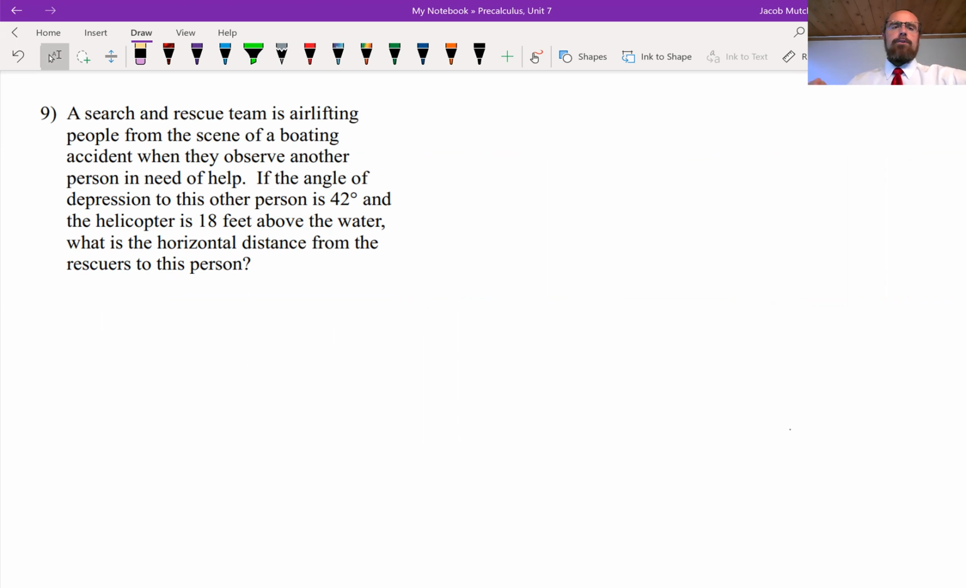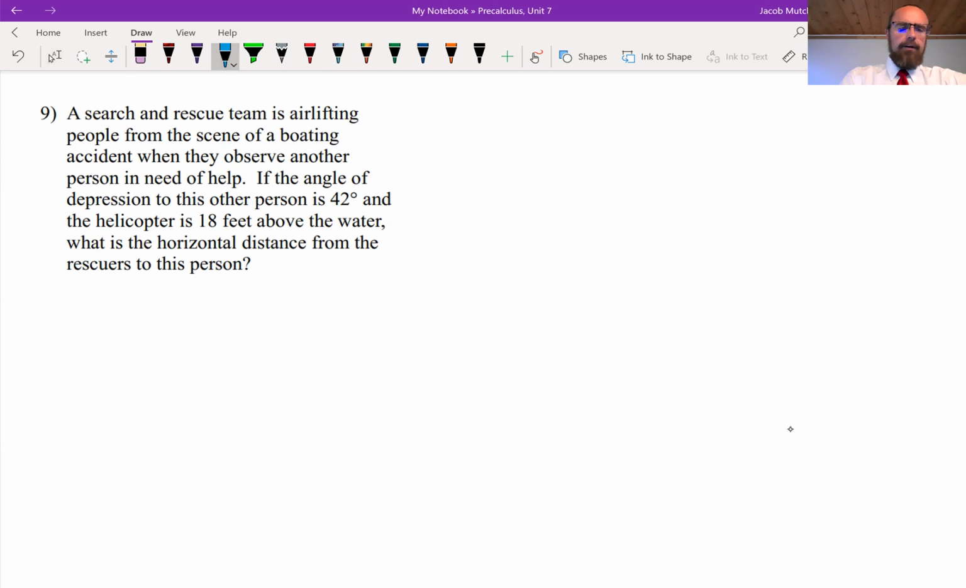So we've looked at angles of elevation. Let's investigate this idea about angles of depression. So it's a word question. A search and rescue team is airlifting people from the scene of a boating accident when they observe another person in need of help. If the angle of depression to this other person is 42 degrees and the helicopter is 18 feet above the water, what is the horizontal distance from the rescuers to this second person?